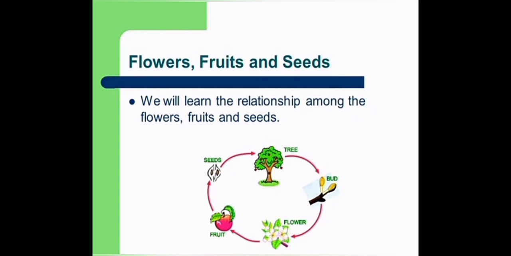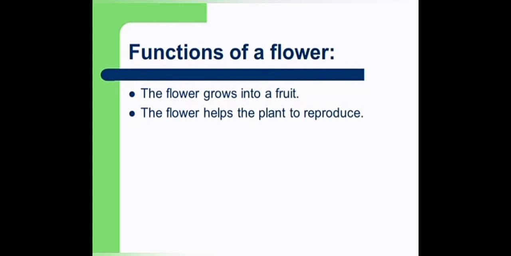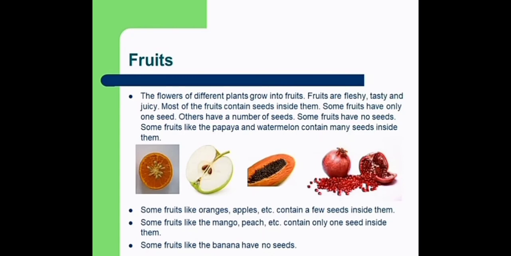Flower, fruits and seeds. We will learn the relationship among the flower, fruits and seeds. You can see the picture here. So, functions of a flower. Let us see what are the functions of a flower here. The flower grows into a fruit. The flower helps the plant to reproduce. These are the functions of a flower.